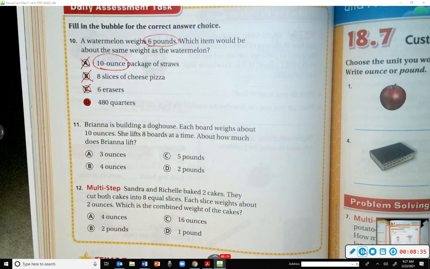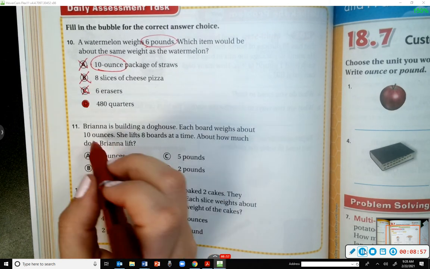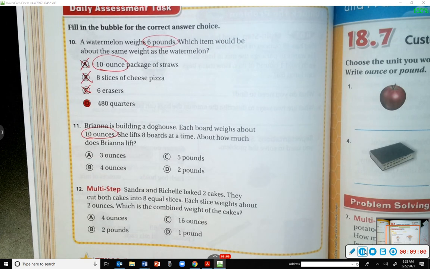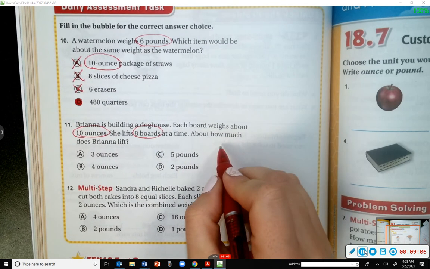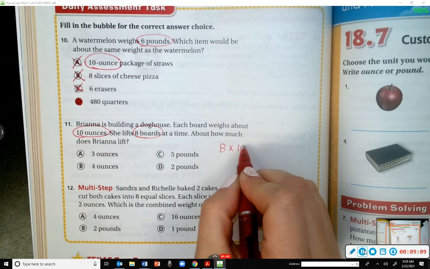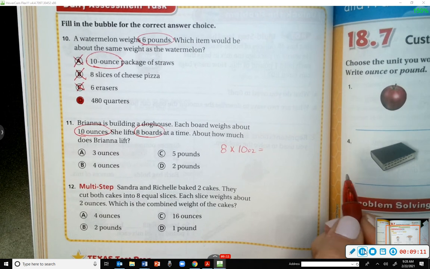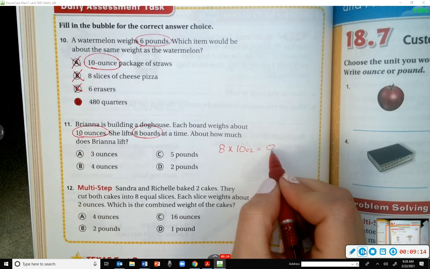Okay. Number 11. Brianna is building a doghouse. Each board weighs about 10 ounces. She lifts 8 boards at a time. About how much does Brianna lift? Okay, 3 ounces. So what do you think? Well, each board weighs about 10 ounces. And how many boards is she lifting? 8. Okay, so that's 8 boards times 10 ounces each. How many ounces is that? 80 ounces.